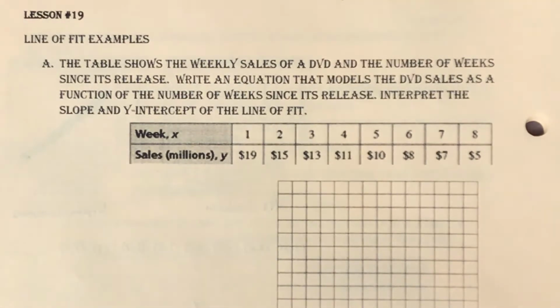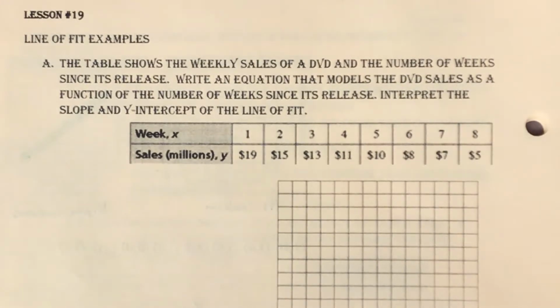We talked about 4 things that we have to do in order to figure out a line of fit to model our data. First, we need to make a scatter plot of the data if they didn't give that to us. Second, decide if there's a correlation. So is there a positive or negative correlation? Third, draw a line of fit based on that correlation.